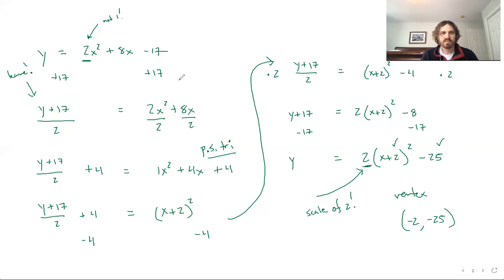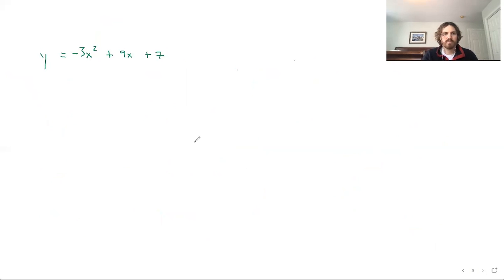So just to recap the steps, you're going to add the constant. You're going to divide by the leading coefficient if it's not 1. And then you're going to complete the square normally. And finally, you're going to solve for y. So let's try that on this problem. If you want to try this on your own and then check your answer, that'd be great. Or if you want to follow along with me, that would also be fine.